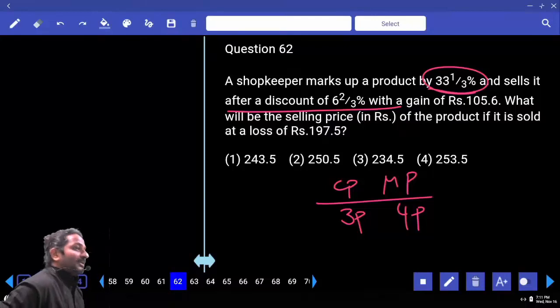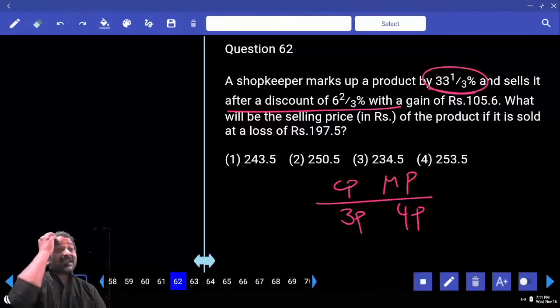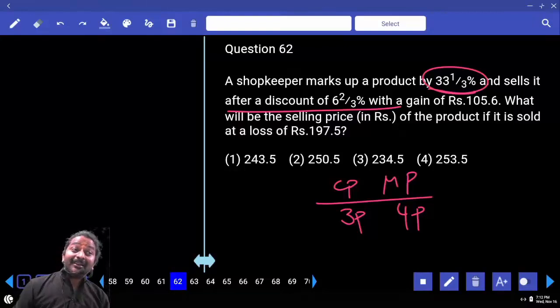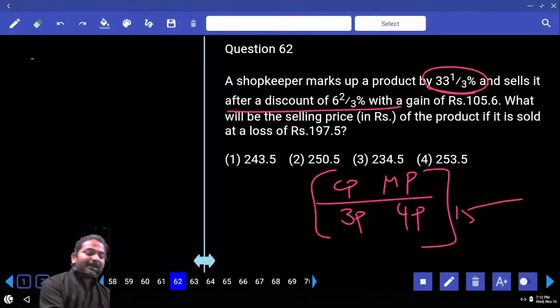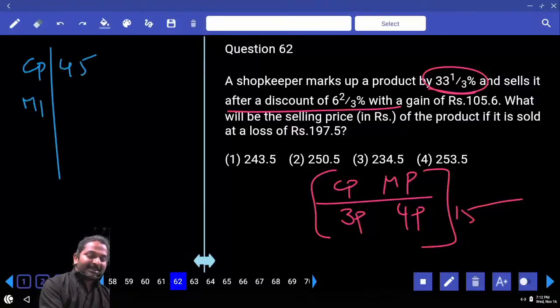What do you mean by 6 2/3% in fractional form? 1/15th. Am I right? So discount is always calculated on market price. And what's the denominator you said? 15. So market price must be a multiple of 15. So I'll multiply everything with 15 now. So cost price is, tell me, 45. Market price is 60. How much discount is offered?